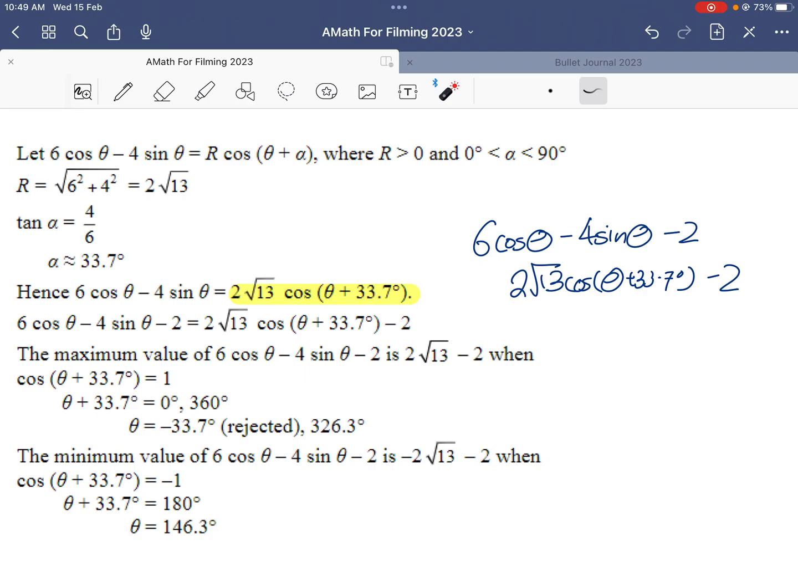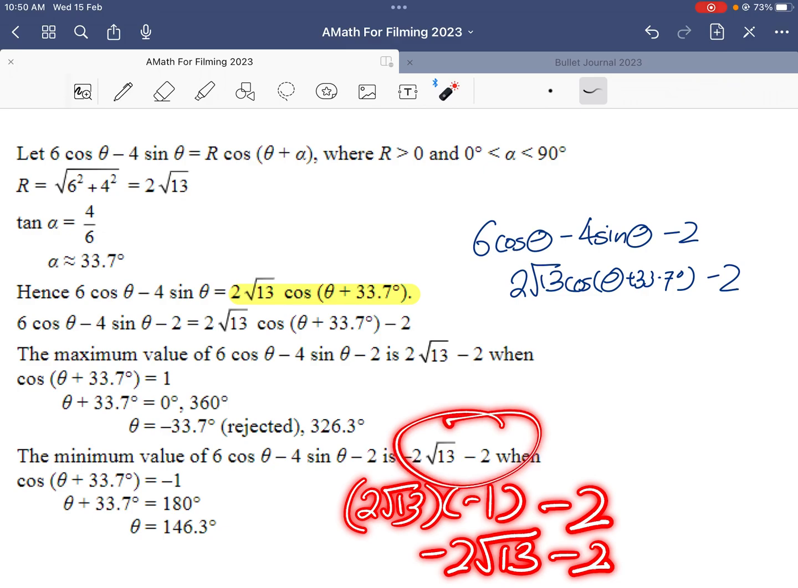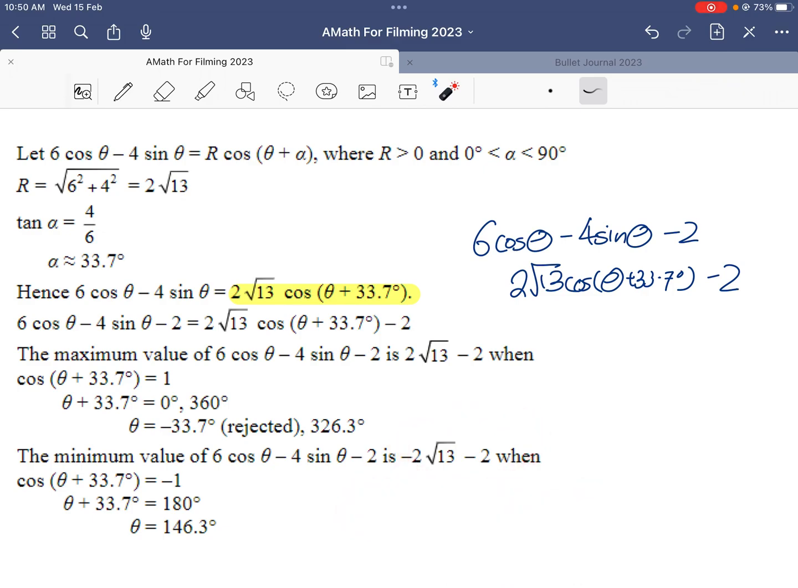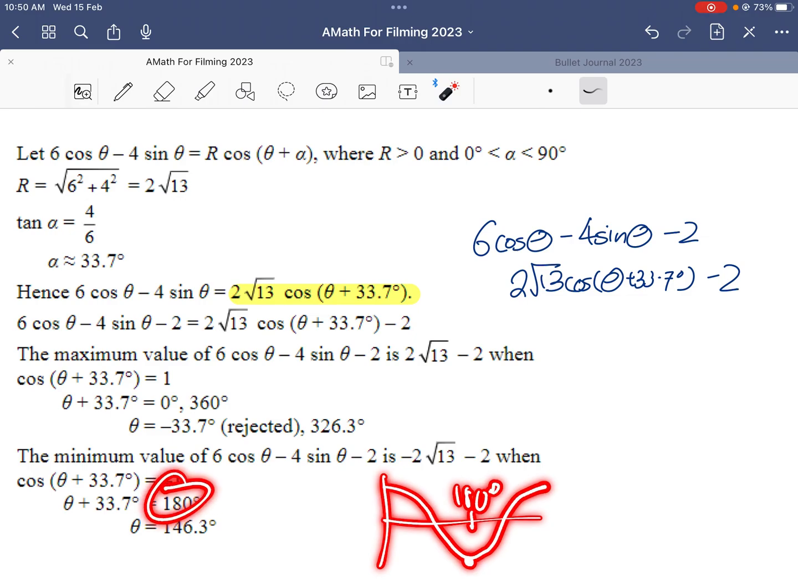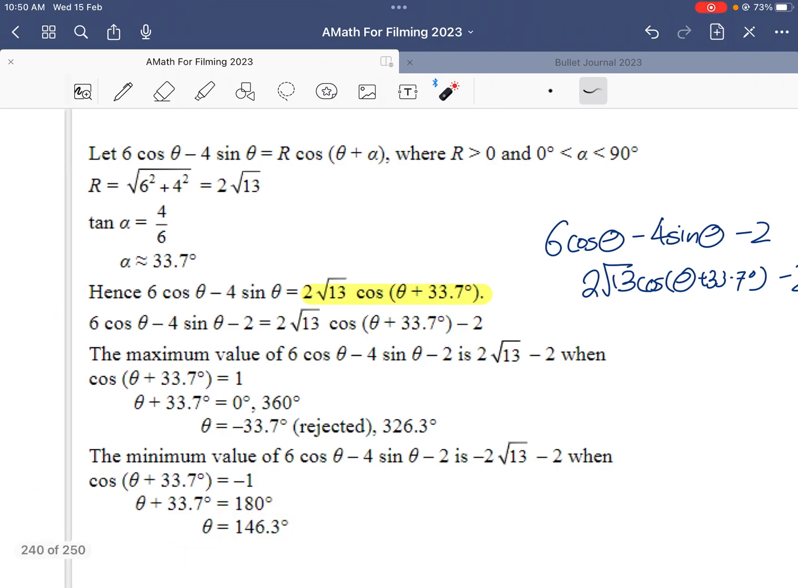The minimum value is when cosine(theta plus 33.7 degrees) equals negative 1. Hence, you get 2 root 13 times negative 1 minus 2, so negative 2 root 13 minus 2, which is shown here. Then, where is the cosine function negative 1? If you draw a quick sketch of the cosine graph, this occurs at 180 degrees, down here. So the corresponding theta value is 146.3 degrees.